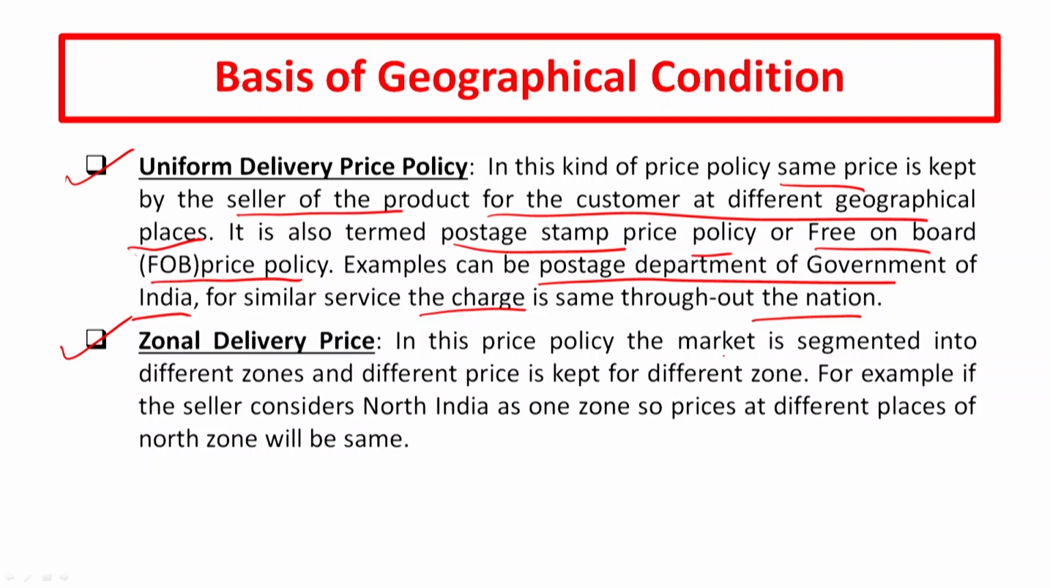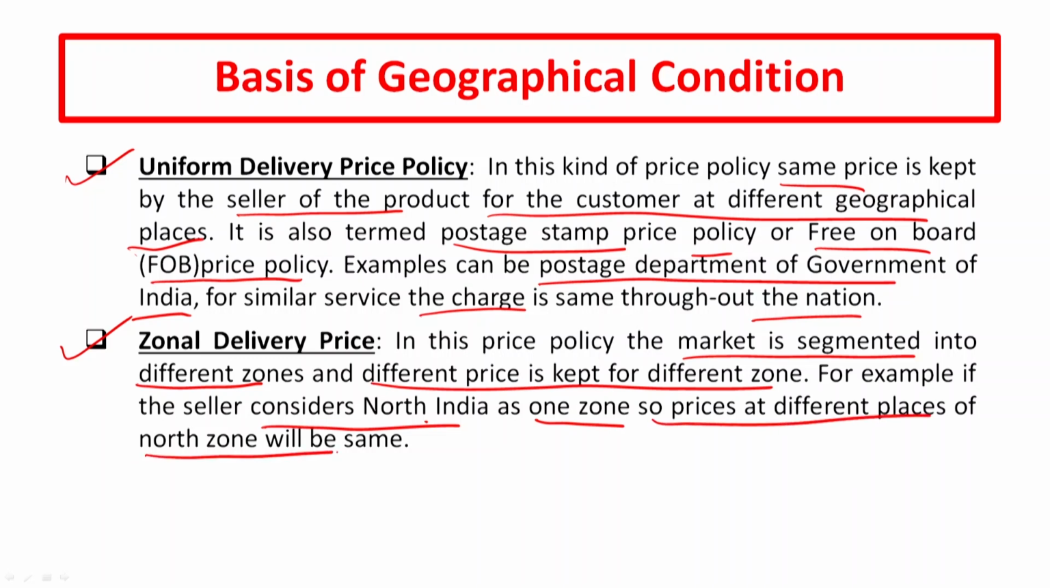In this price policy, the market is segmented into different zones and a different price is kept for each zone. For example, if the seller considers north zone as one of the zones, prices at different places of north zone will be the same, which means here the segmentation of the market is done and the prices are kept based on the segment or the zone they have decided. If you are talking of north zone, different cities in the north zone will have similar prices. There will be no differentiation in the prices in the different cities of north zone.